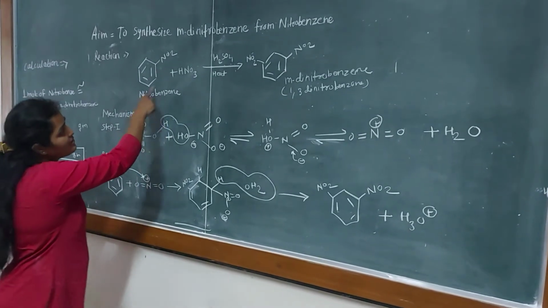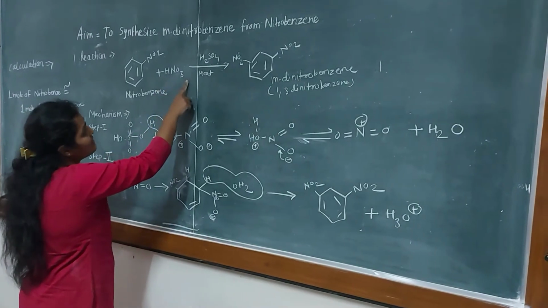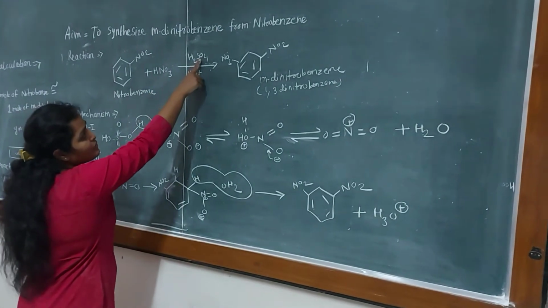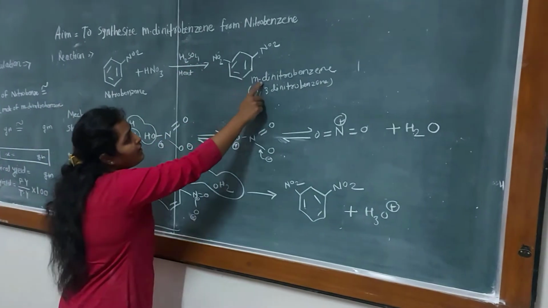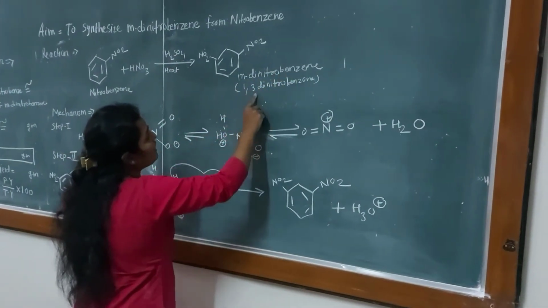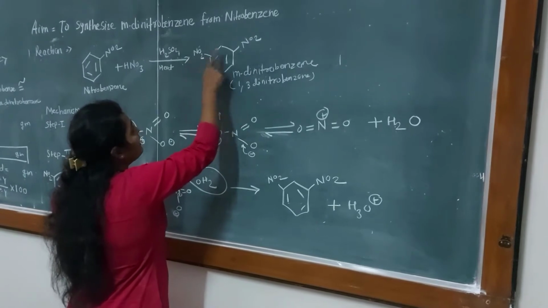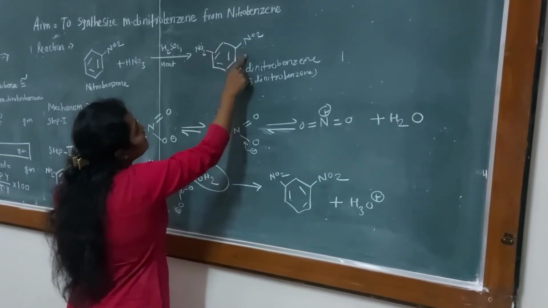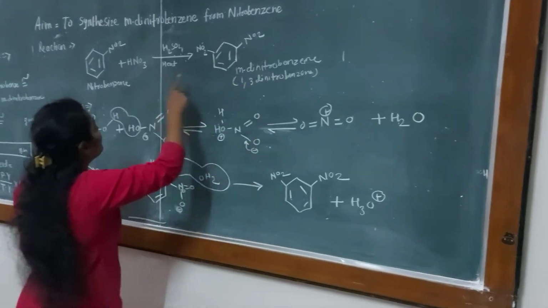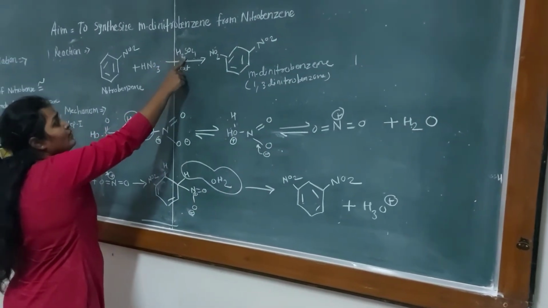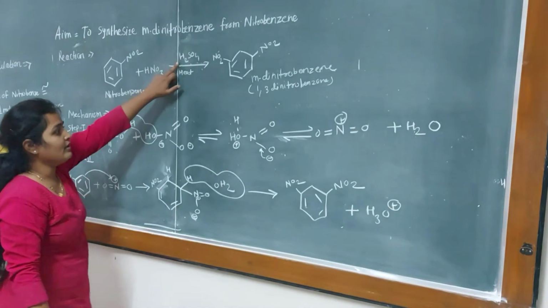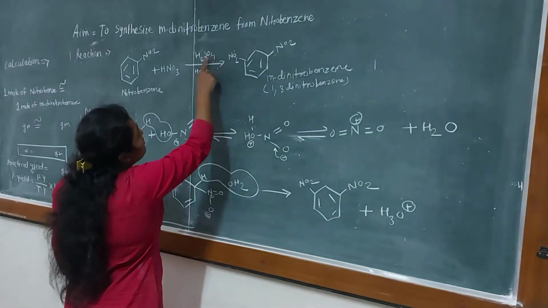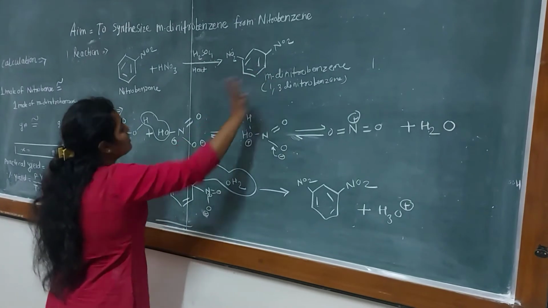This nitrobenzene reacts with HNO3, concentrated nitric acid, in the presence of H2SO4. It gives meta-dinitrobenzene, where the nitro groups are attached at the 1 and 3 positions. That's why it is also called 1,3-dinitrobenzene. In that reaction, H2SO4 is used only as the solvent, so no SO4 or H2SO4 is formed in the product structure.